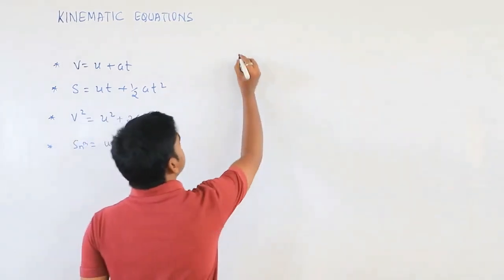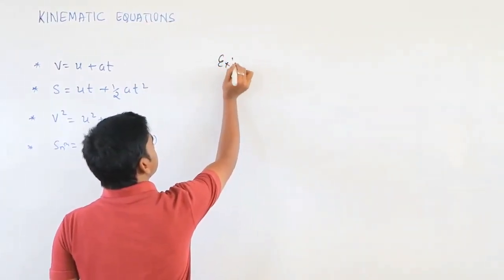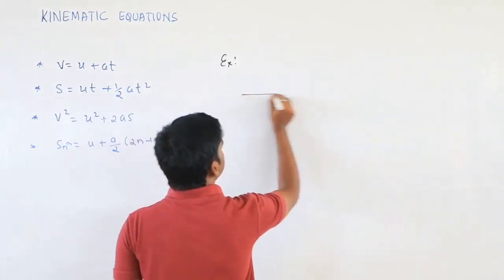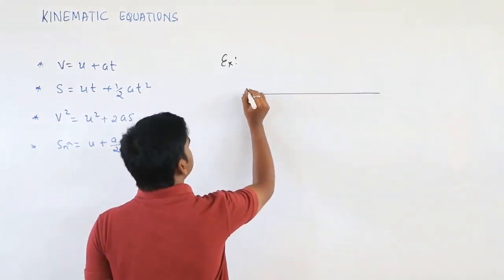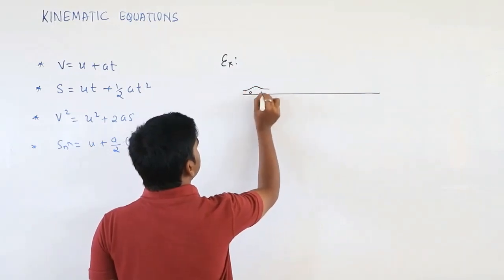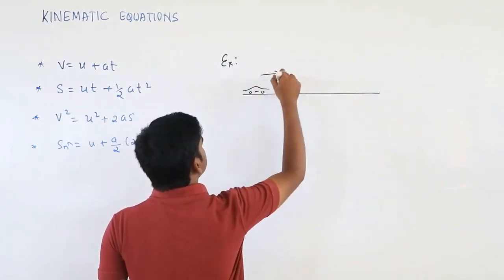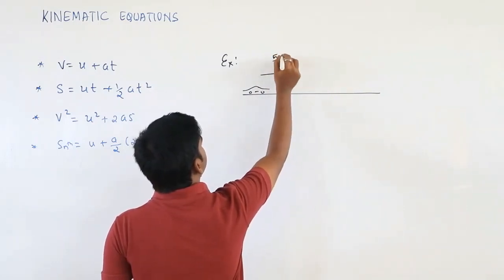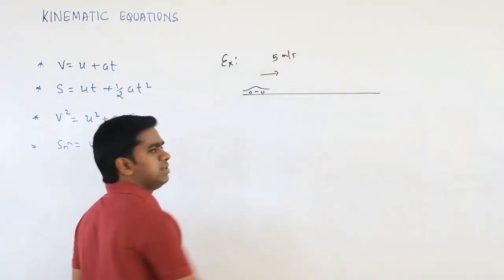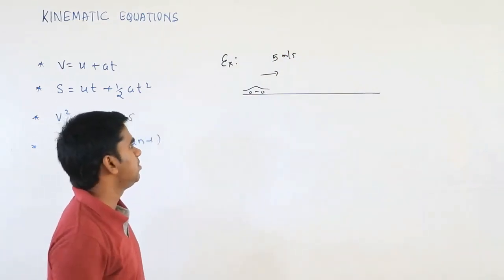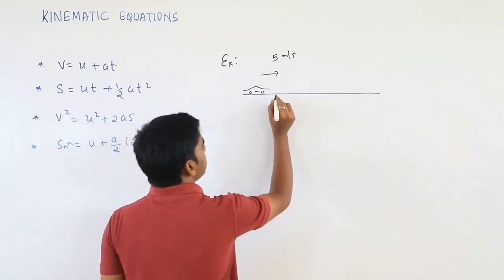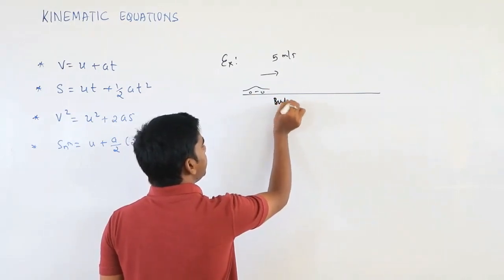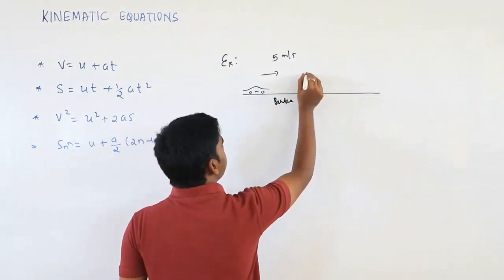Let me take one more example so you can understand where to apply which formula. Think that there is a car moving with, say, 5 meter per second, very slowly. I am just taking simple numbers. He may be applying the brake. So if you apply the brake, what will happen?